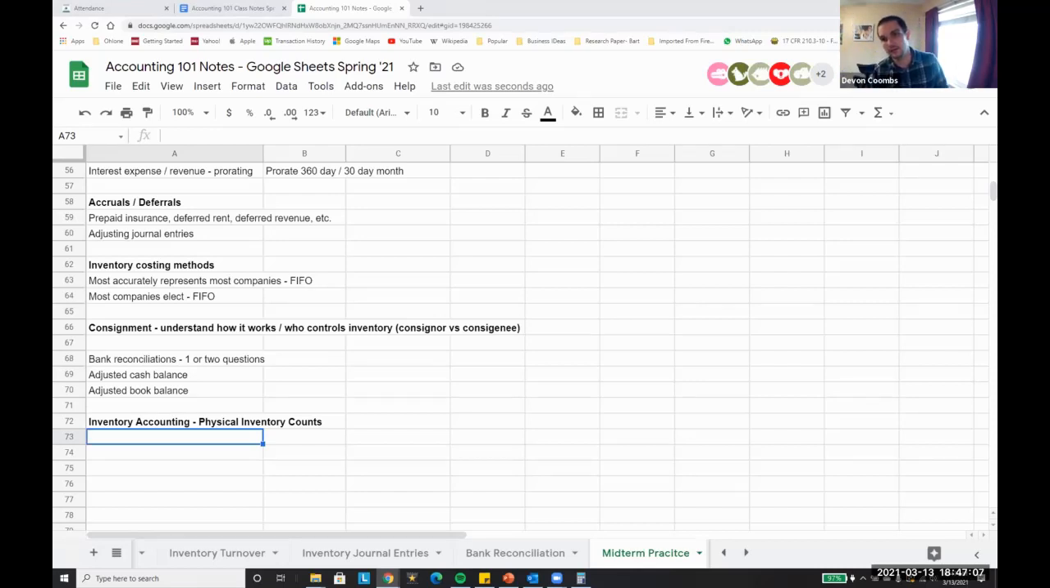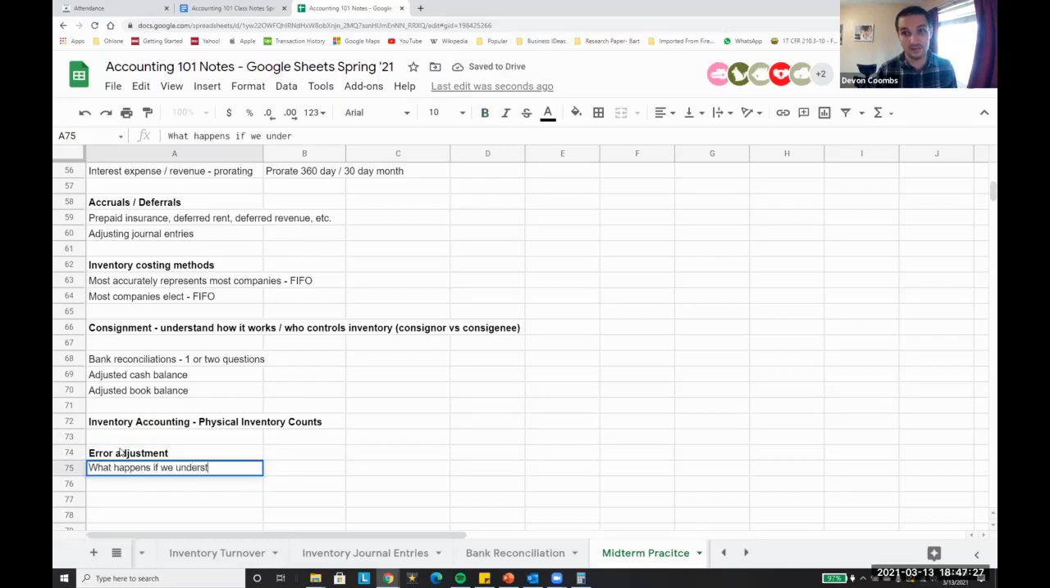We talked about errors specifically related to inventory. We had a whole few slides on that and a few questions. So error adjustment. For example, what happens if we understate inventory? That overstates the cost of sales, and net income is understated. Or what if we overstated ending inventory? It flips.